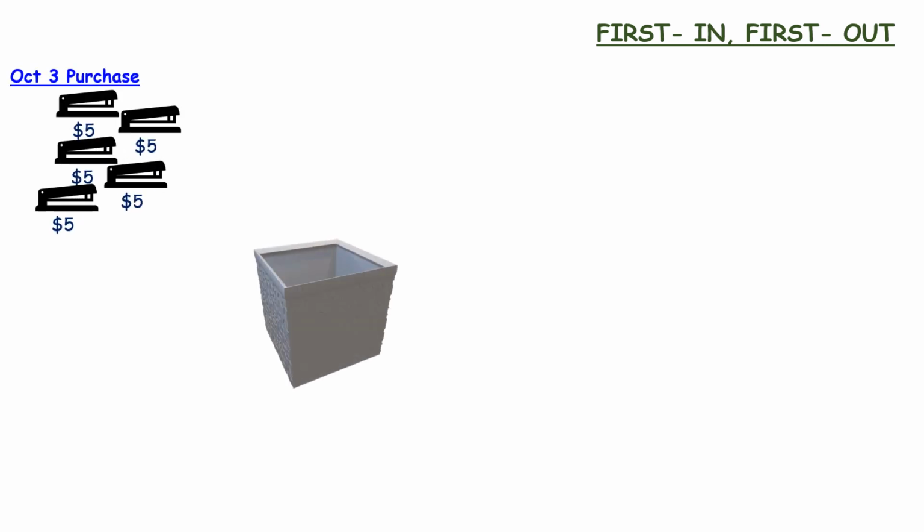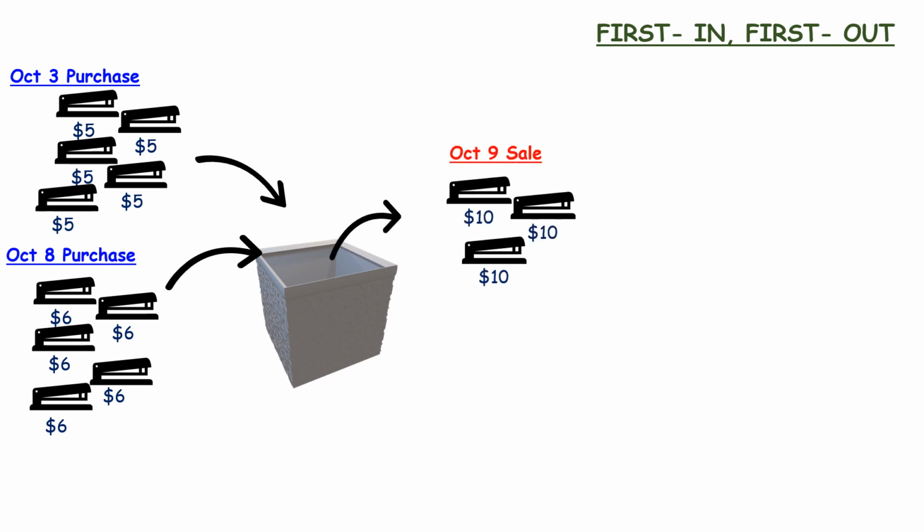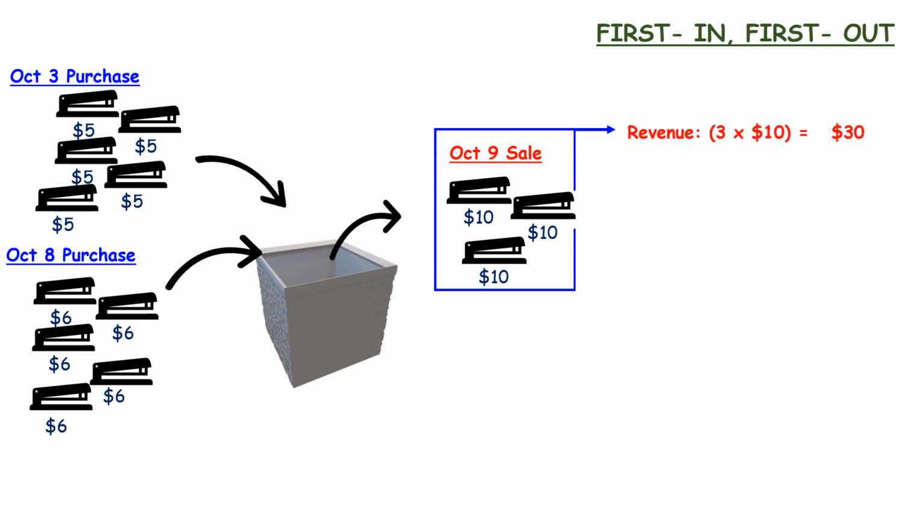When I bought these purchases, I put them in the box, the $5 ones. Similarly, I'm going to put the $6 purchases in the box. And when I sell 3 of them at $10, I know the revenue is $30. But what is the cost of goods sold? According to first in, first out, whatever I bought first, date wise, you have to look at it. So whatever I bought first will be considered to be sold first.